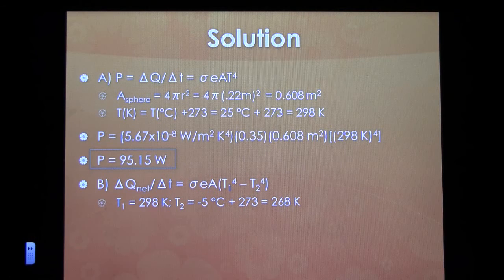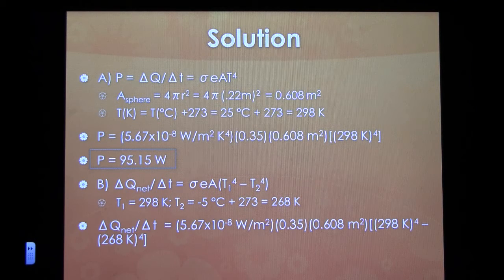So then we can plug in all other values. And notice again, in the parentheses, we have T1 raised to the fourth power, then subtract T2, which is also raised to the fourth power. And we find the net heat, or net rate of radiation, to be 32.9 joules per second, or 32.9 watts.